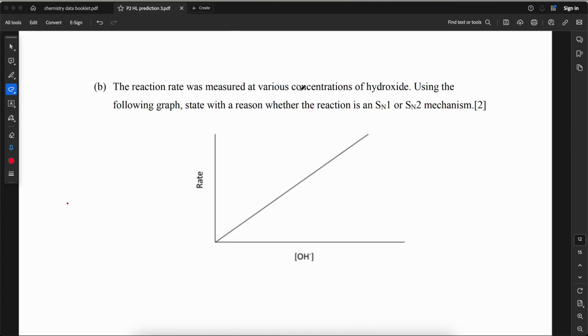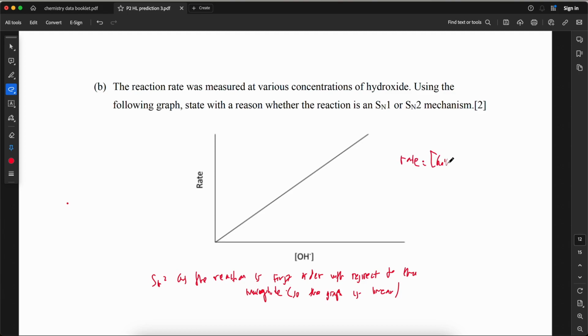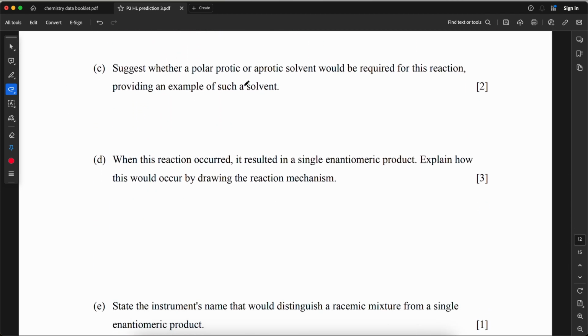The reaction rate was measured at various concentrations of hydroxide using the following graph. State with a reason whether the reaction is SN1 or SN2. It is SN2 as the reaction is first order with respect to the nucleophile. So the graph is linear. Okay, the rate would depend on halogenoalkane and nucleophile. In case it's SN1, the graph would be like this. So this would be nucleophile, and this would be rate, because nucleophile doesn't have any effect in the SN1 reaction mechanism. Suggest whether a polar protic or aprotic solvent would be required for this reaction, providing an example of such a solvent.